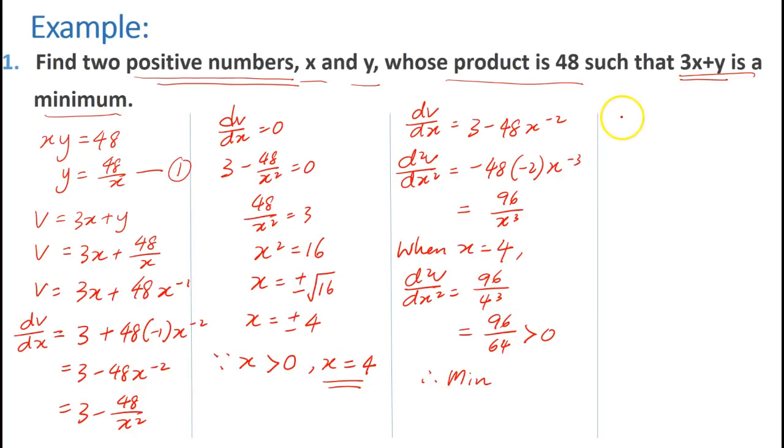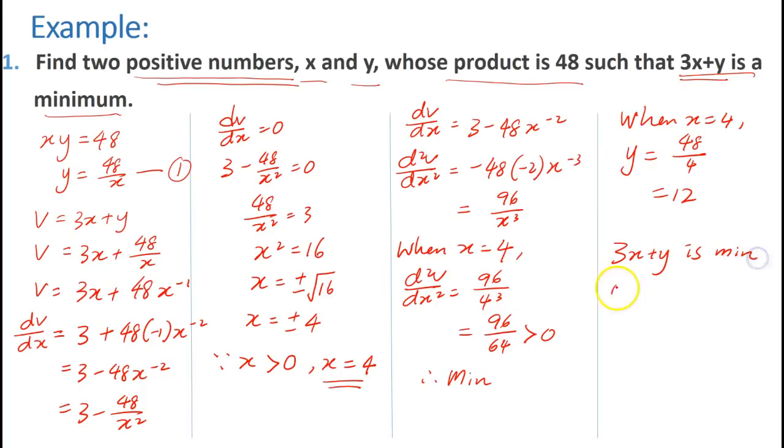Okay, so the next step is we need to find the y value. So when x is 4, the y value is 48 divided by 4, so we get 12. So finally we say 3x plus y is minimum when x is 4 and y is 12. That's all.